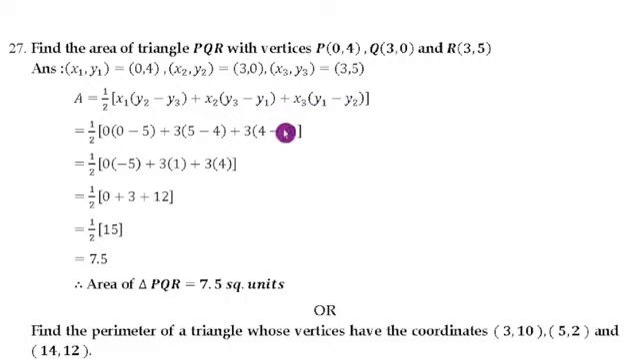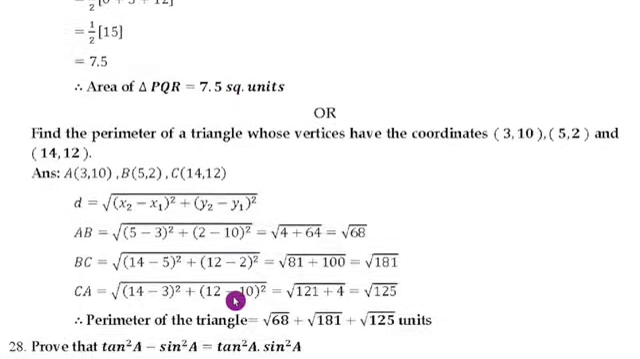So substitute all the values in the given formula. So we are going to get half into 0 into minus 5 plus 3 into 1 plus 3 into 4. So after multiplying you will get 15. So 1 by 2 into 15, that will become 7.5. Therefore the area of triangle PQR is equal to 7.5 square units.